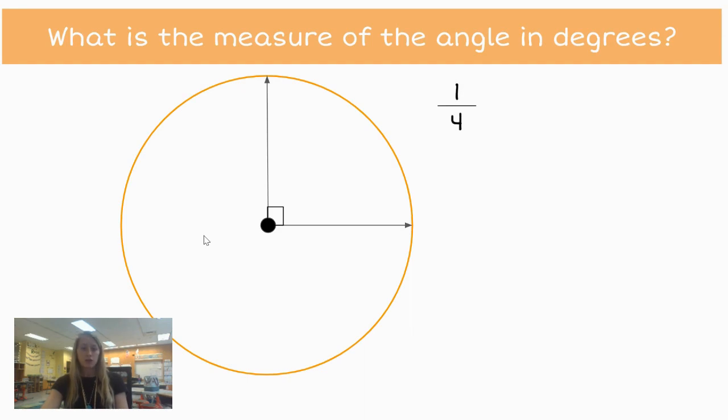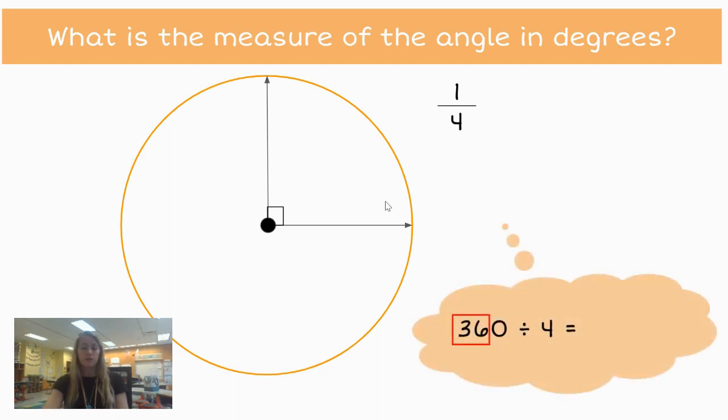Well, we can relate it to fractions. We see that this is 1/4 of a circle. And if we have 360 degrees to make a full circle, we can divide that by 4, meaning there'd be 1, 2, 3, 4 pieces that would make up this entire circle. So 360 divided by 4, we can use our knowledge of our zeros here to know that 4 goes into 36 9 times, and then we carry over the 0. So 360 divided by 4 is 90.